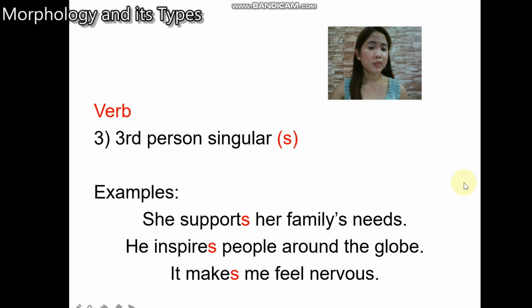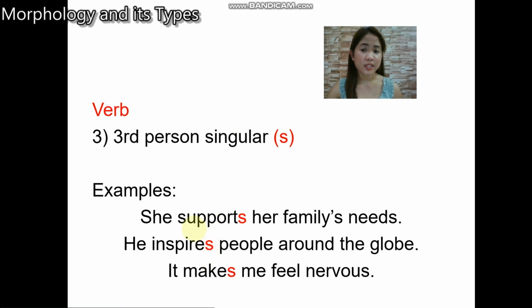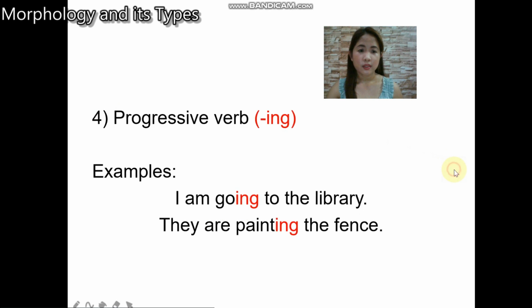Then for the verb, we have the third person singular with the S form. He, she, and it are considered pronouns in the third person singular. This means for us to have a singular verb, this verb should be added by the S form because it is stated that a singular subject takes a singular verb. Then we also have the progressive verb in the ing form, in the verbs going, painting.